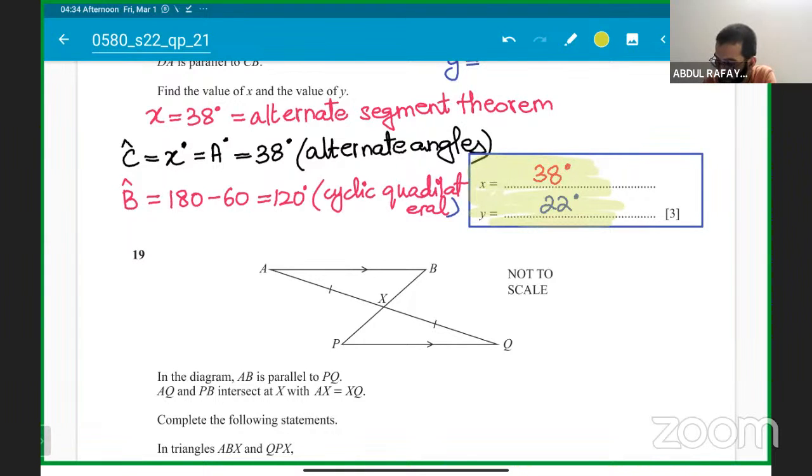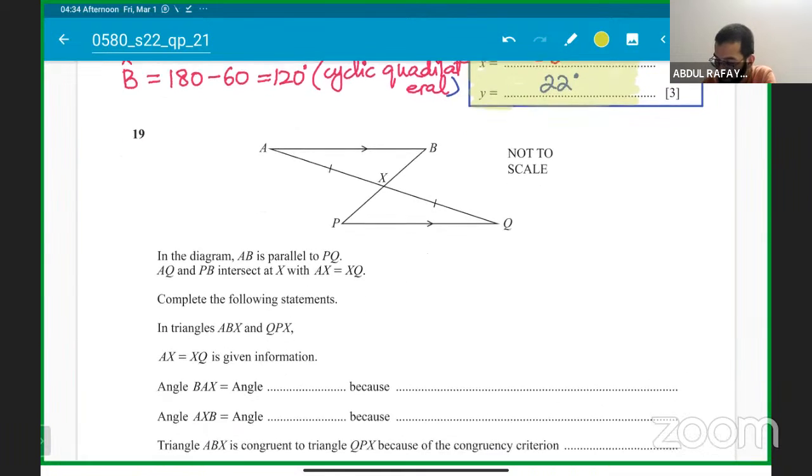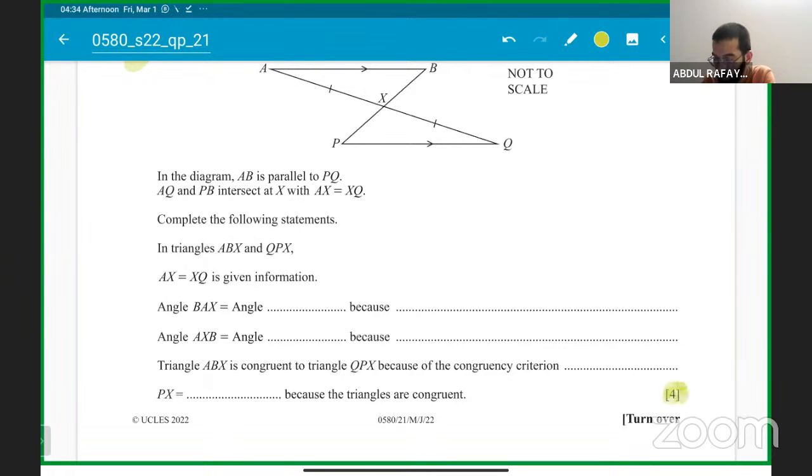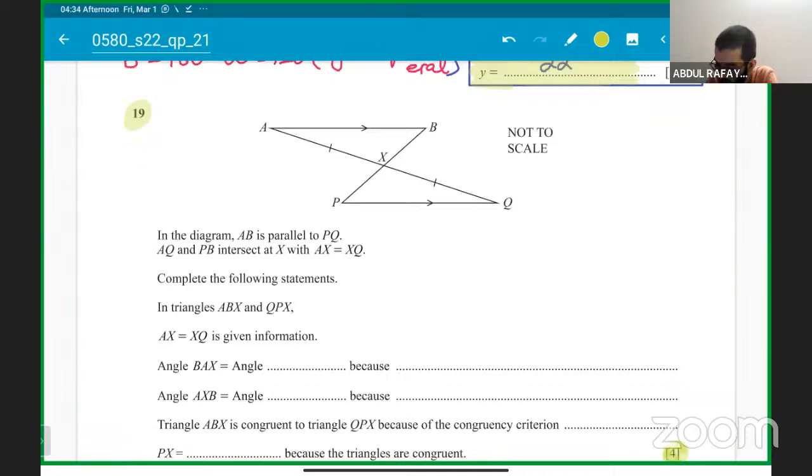This is May, June 2022, paper 2, variant 1. So that is very important. Then next we have question number 19, which basically is of 4 marks again. And the good thing again is they have mentioned the things now, so we just have to do it. In the diagram, AB is parallel. I think it's exactly the same question that we have done just now.